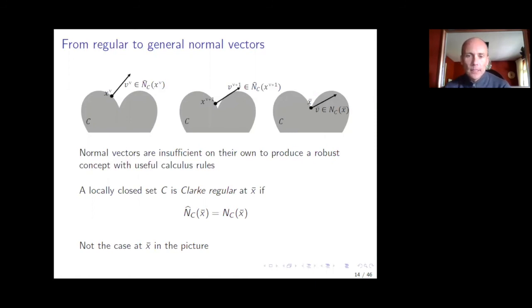But before I get into the details, let's bring in one last concept, and that's the concept of Clarke regularity. So Clarke regularity is to have a shape of a set at a point where this refinement that I talked about, from regular to general normal vector, doesn't matter. I will get the same if I look at the one with the hat and without the hat. Then I say that the set is Clarke regular at that particular point. So in the particular picture that I have on top here, I don't have regularity because indeed at this cusp here, I do add something when I do this limiting operation.